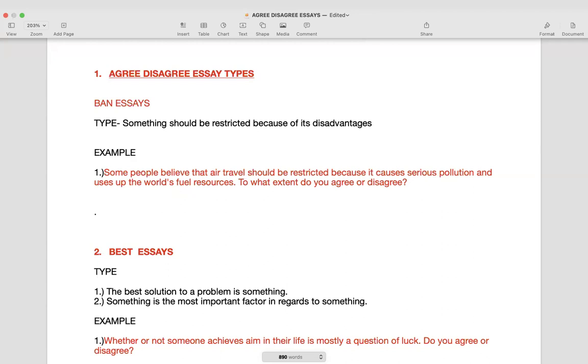Comparison essays. Here, this is the one, the best essays. The best means number one. We have to prove that it is not number one, or we have to prove it is number one. Okay, let's move to the next one.